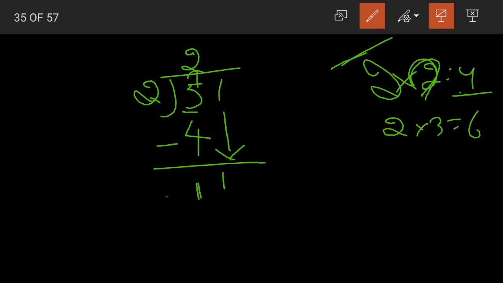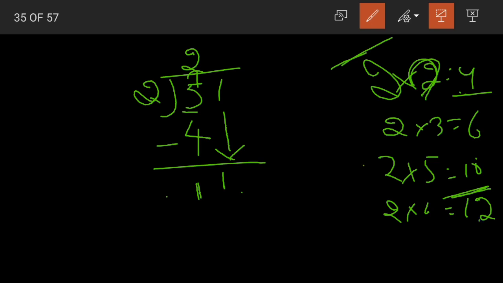Yes. Now what are we left with? 11. Now in the 2 table we have 2 5s are 10 and 2 6s are 12. Again we do not have 11 in the 2 table. It lies between 10 and 12. So which number should we go with? 10 or 12? The smaller number, that is 10. Yes, 2 5s are 10.